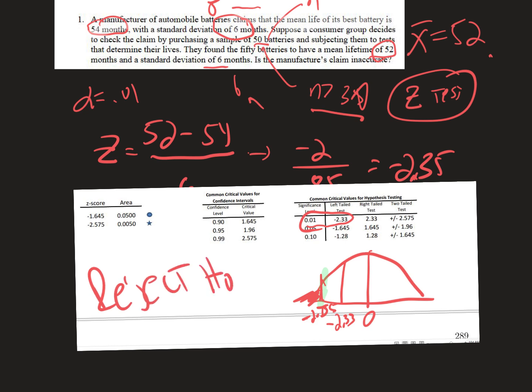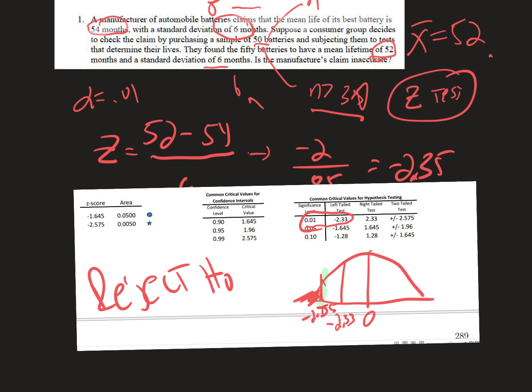It's close though, but it is out past it, so this consumer group could go back to the company and say, "Yep, I don't think you're telling the truth here, or that 54-month claim isn't accurate," because it's very unlikely you get a sample of 50 and have a sample mean that low. Okay, so we've done everything here.